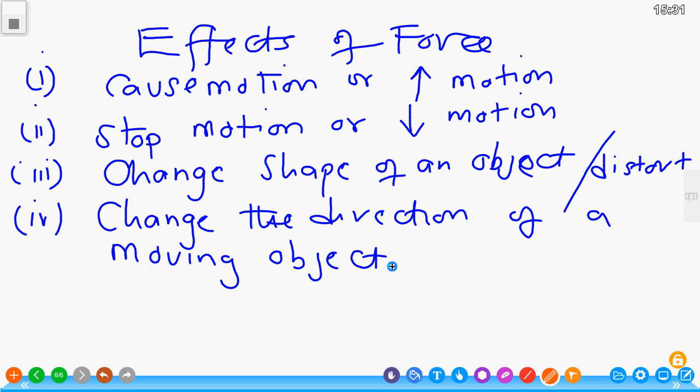So I want you to mention instances in real life where these effects of force are experienced, so that in our next class we shall be looking at these effects more and looking at the more types of forces that we mentioned earlier.